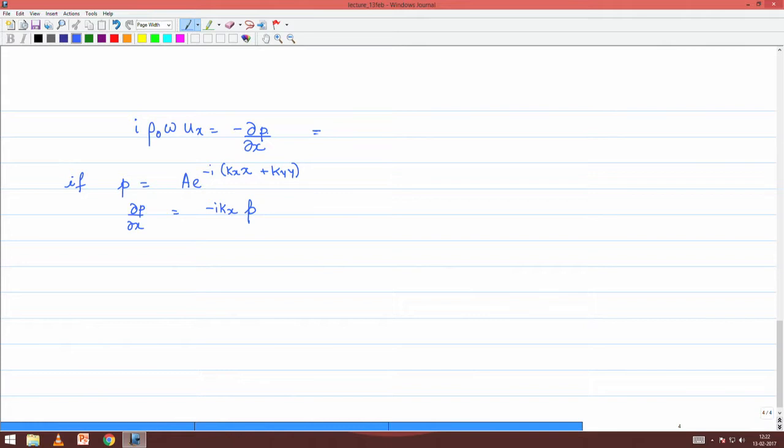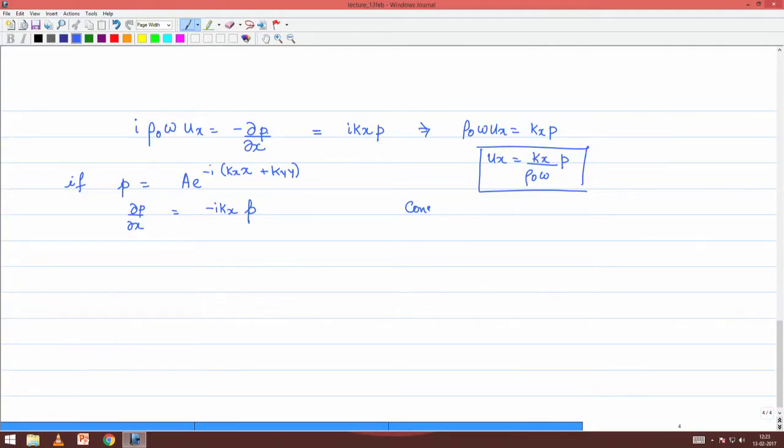So, if we substitute this back, it reads as i k x, the minus will get cancelled off, i k x times p. If we reduce it a little bit, we are going to get rho 0 omega u x is equal to k x times p, which means u x is k x divided by rho 0 omega into p. So, this is the relation between the particle velocity along the x direction and the pressure.